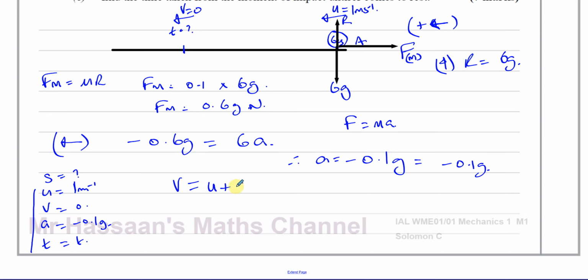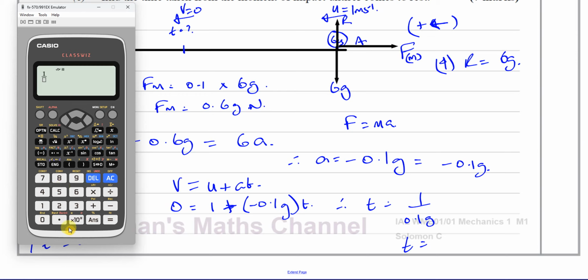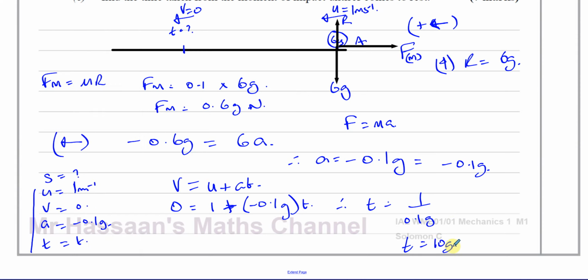v equals u plus at. So v is 0, u is 1, plus negative 0.1g times t. Okay, careful about that. So you have 0 equals 1 plus negative 0.1g times t. Therefore, you can say t is going to be 1 over 0.1g. And so we can write down the time. So we have 1 divided by 0.1, which is going to be 10g.